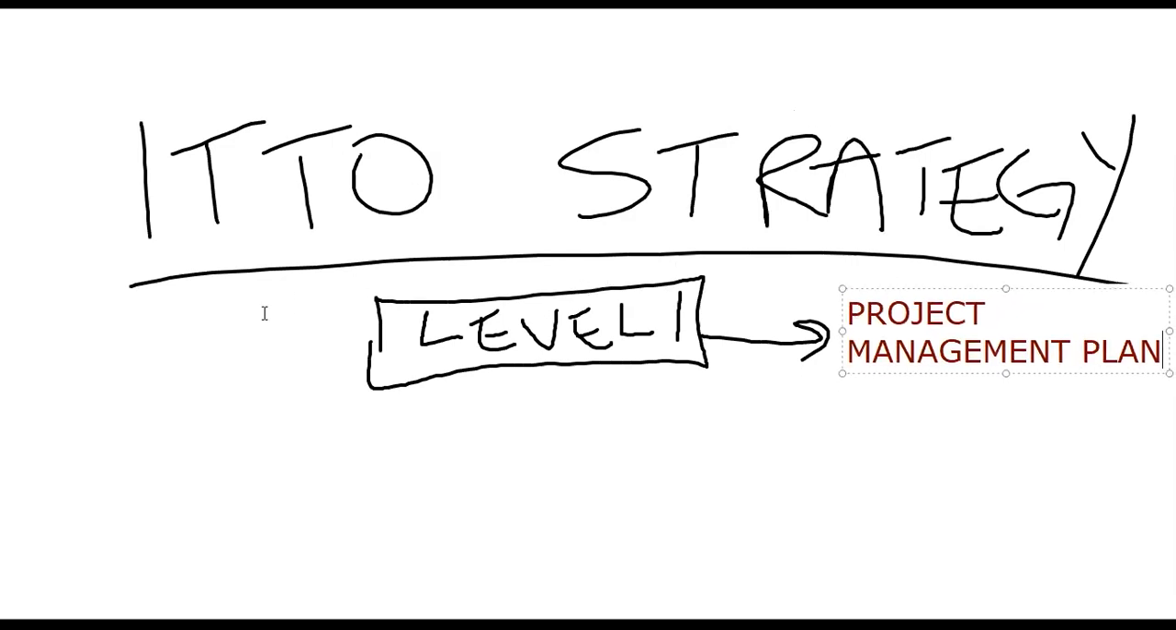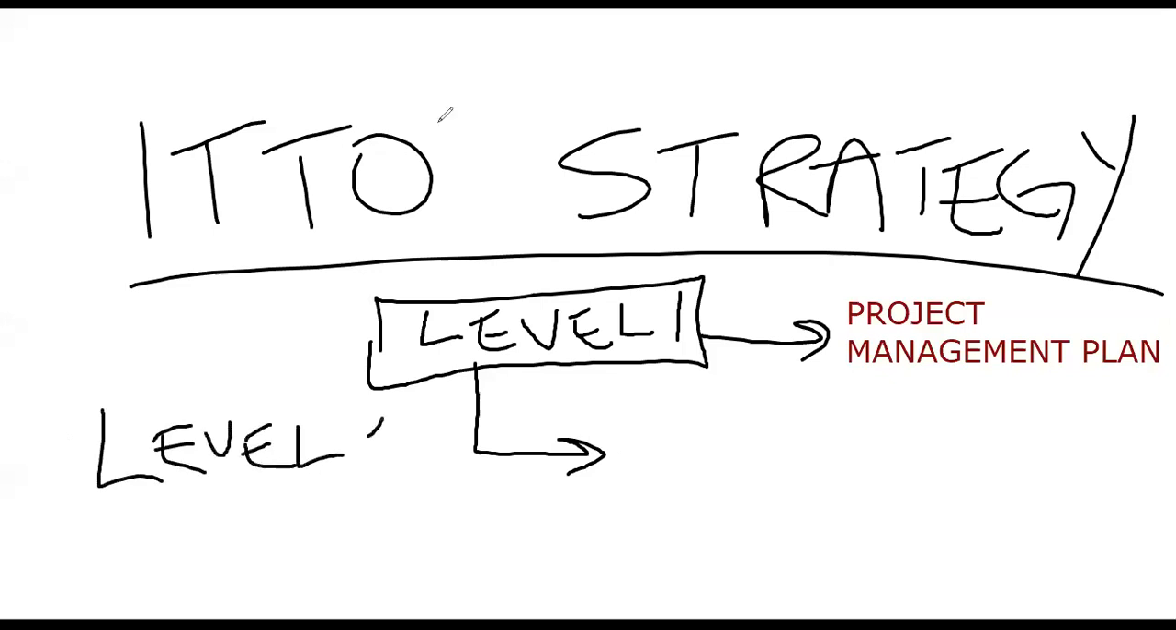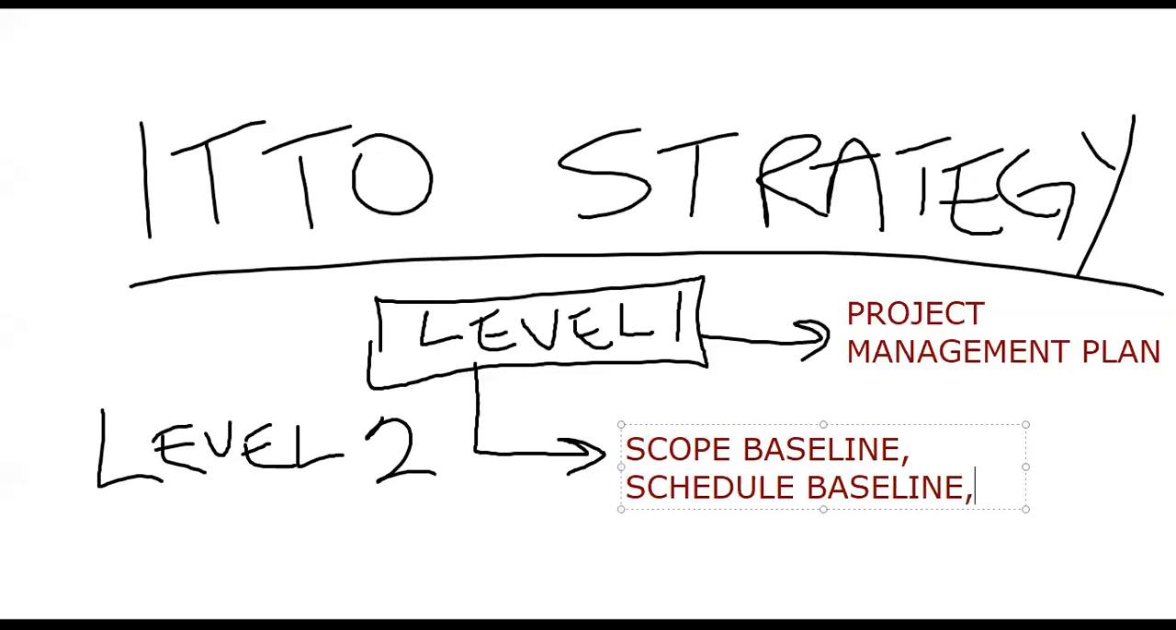Now, it's not enough to know stuff at level 1. You need to know the lower levels. In other words, what is in the project management plan and how does it relate to the process at hand? And this I'm going to call level 2. At level 2, you need to be aware of the sub-plans, such as the scope baseline. For example, that could be one example at level 2. You also have the schedule baseline and the cost baseline. You see, all of these items are at level 2.